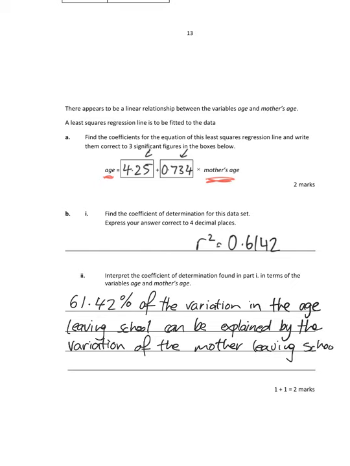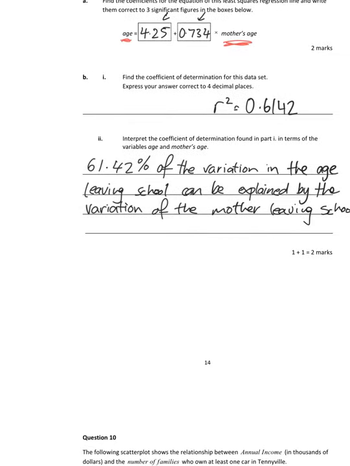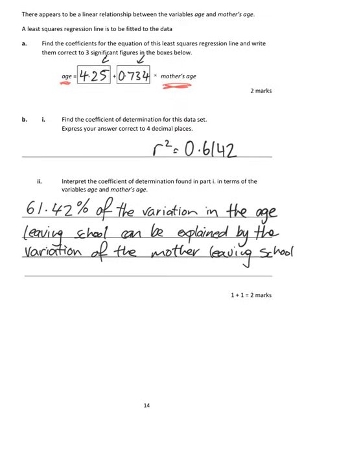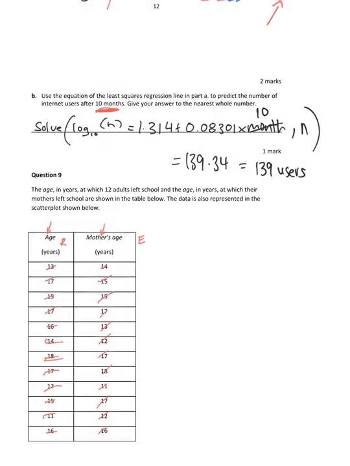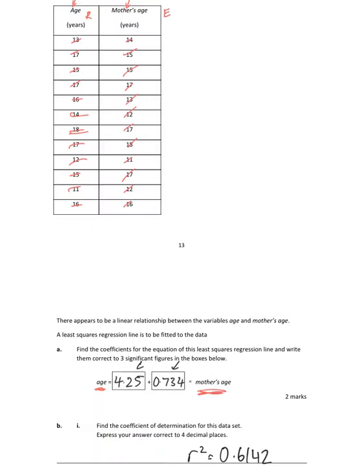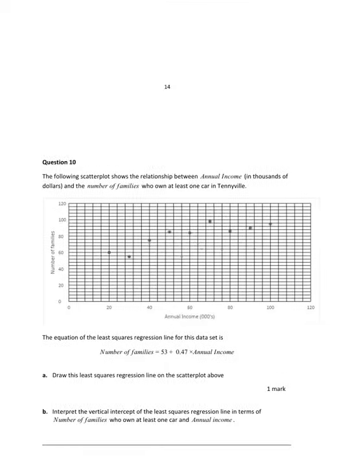Cool. So just the percentage of the, I always get mixed up with it. The variation of the RV can be explained by the variation of the EV. All right, and that's all it wanted. Yep. Cool. All right, moving on.